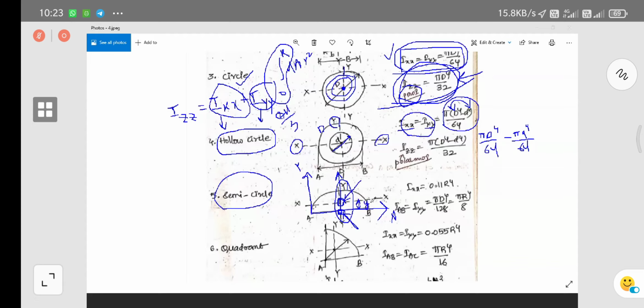So if I want to find the moment of inertia about the x axis, Ixx is equal to how much?